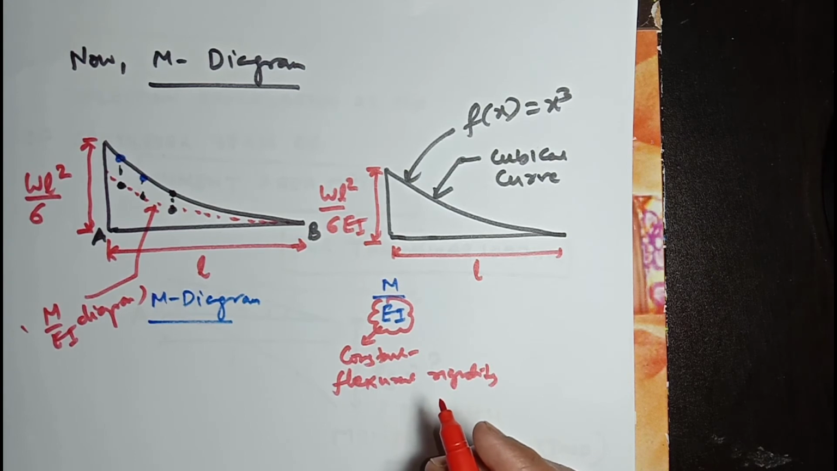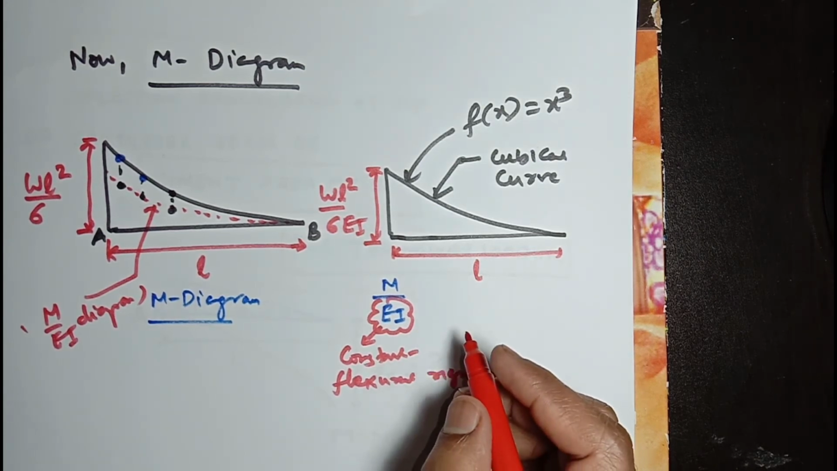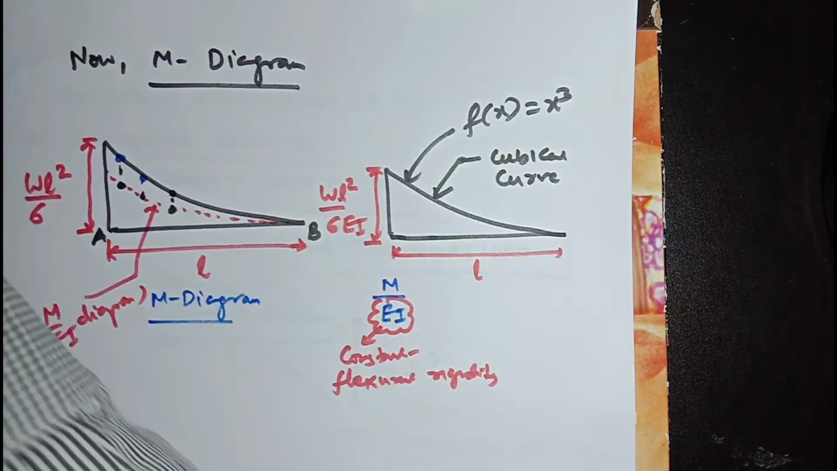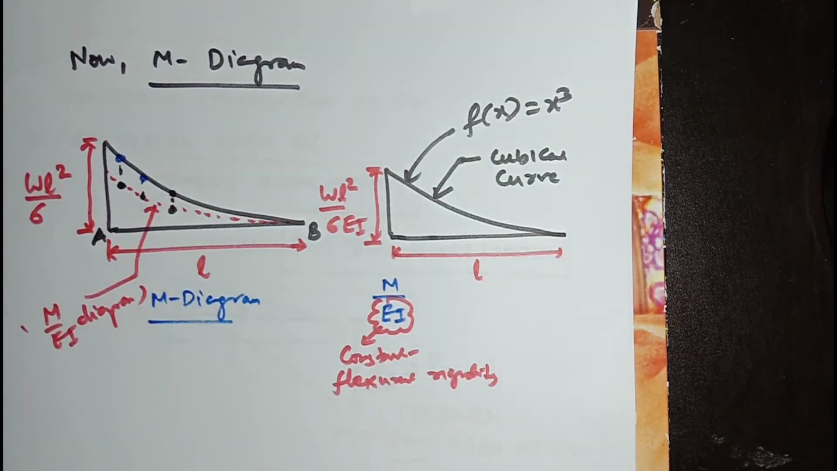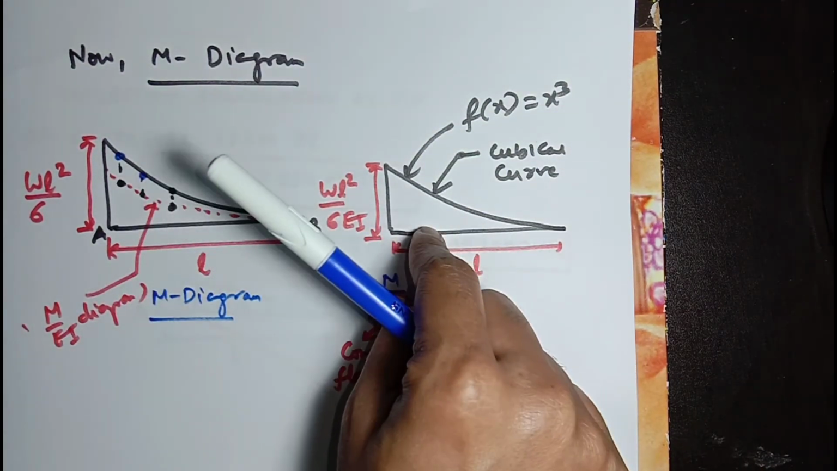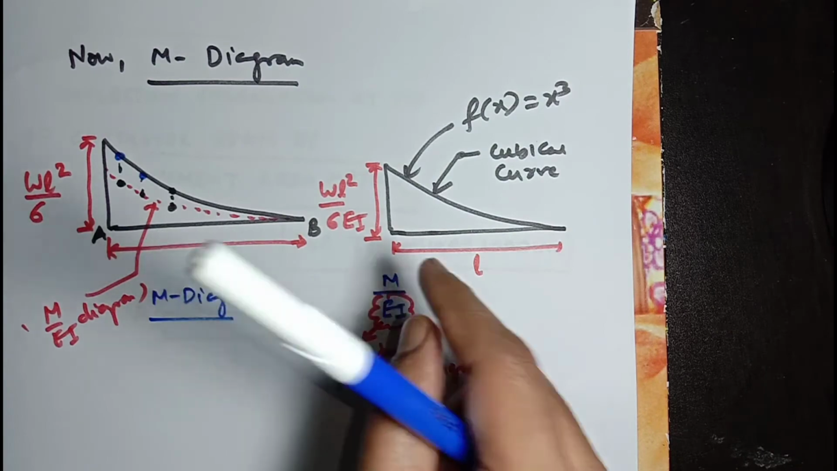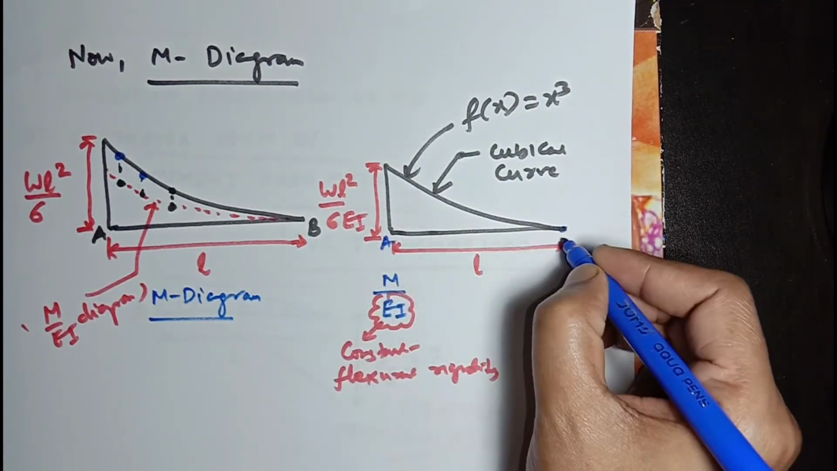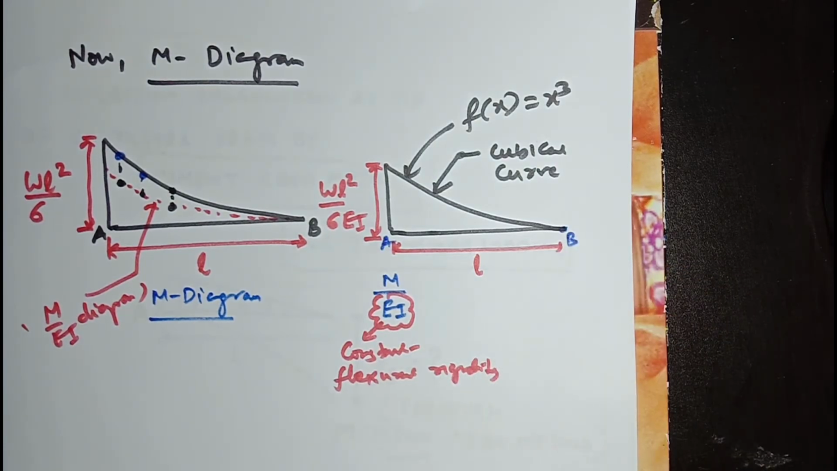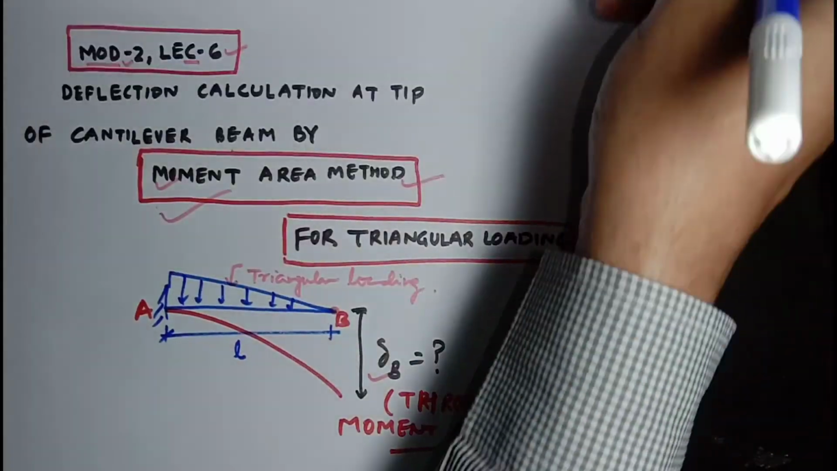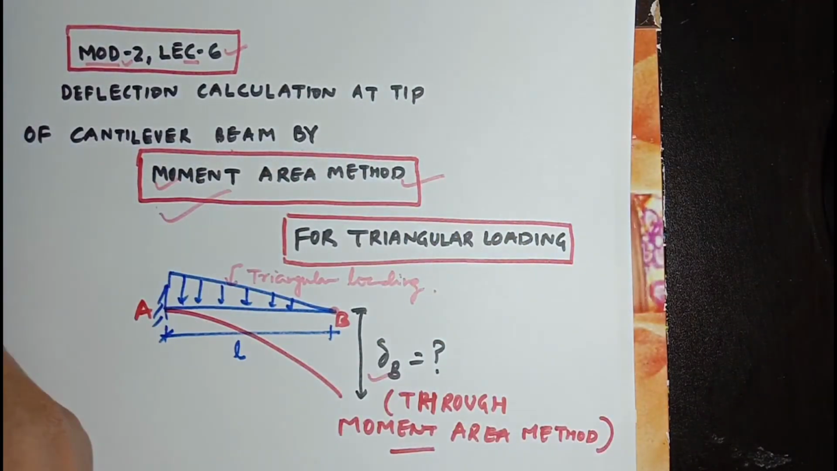Now we are done with the M over EI diagram, so now I am going to find the area of this M over EI diagram. After that we will find the centroid of this M over EI diagram, and multiplying the area with its centroid will give the deflection at point B, with A and B as marked. Now let us come to the calculation of the area of this M over EI diagram.